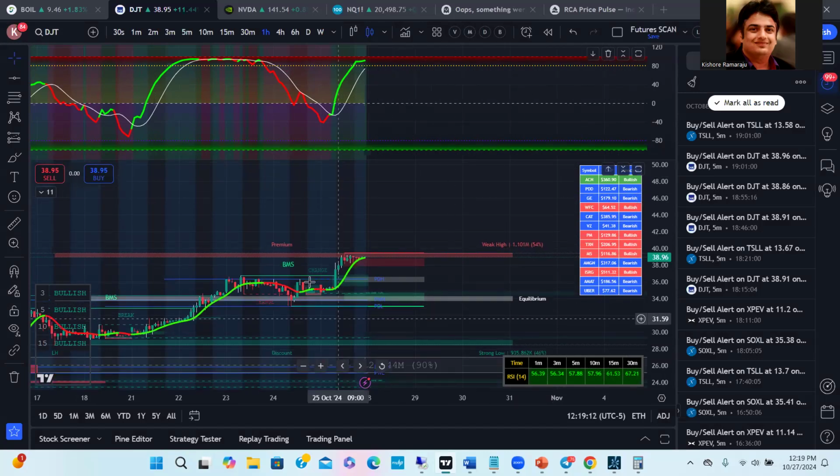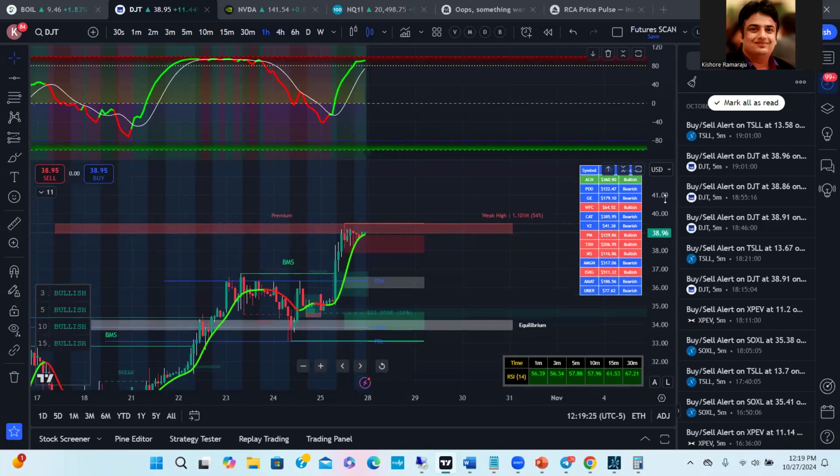As of now, Trump's campaigns are working well. So again, people are confident Trump may become president. That's why the stock is moving up so much. So we should always look for one thing: you have to be at a premium zone, and also you should see a big sell order block. These things should be red.